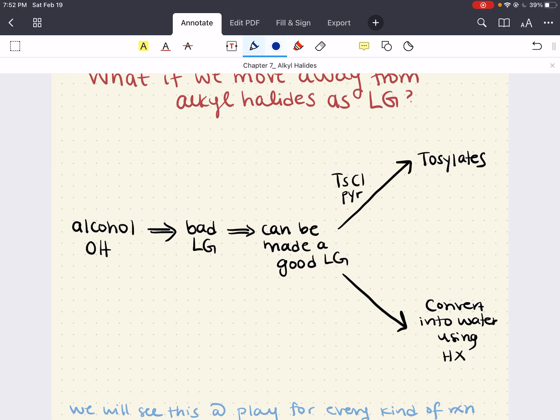If we look at alcohol groups, for example, they are bad leaving groups, but they can be converted into good leaving groups through two different routes. They can be converted into tosylates using TsCl and pyridine, or they can be converted into water using some strong acid or sulfuric acid. Now, we will go through this with all 4 of our reactions.